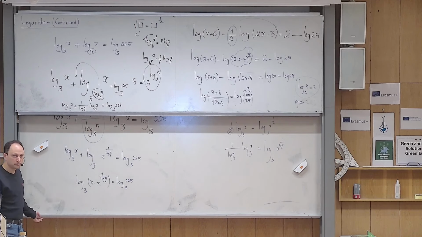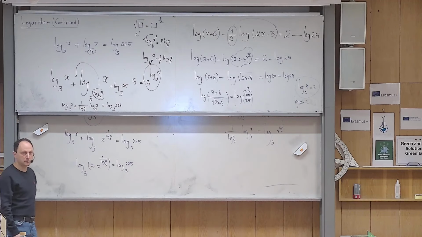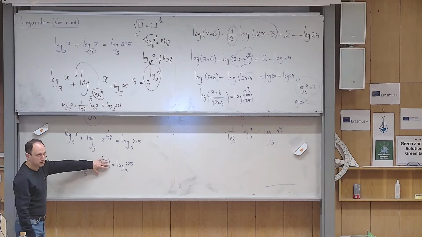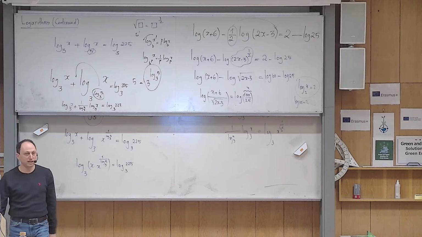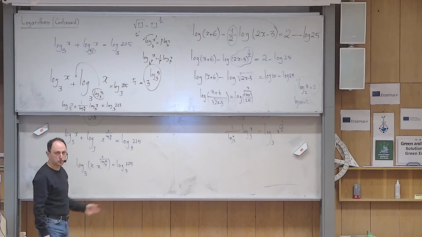Yes or no? Okay, but one step further at least you can go. What is that step? 225. This is log 3 of something. This is log 3 of 225. They are supposed to be equal. This cannot happen unless whatever this thing is, it should be 225.